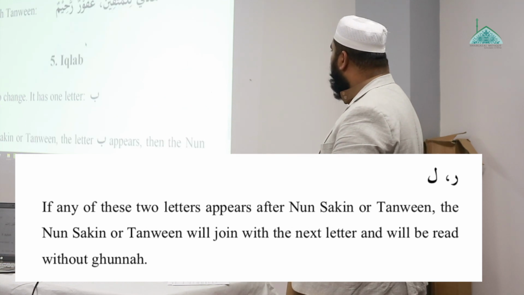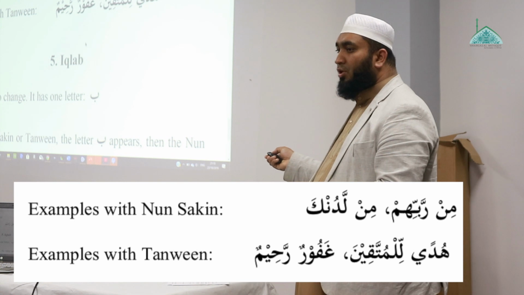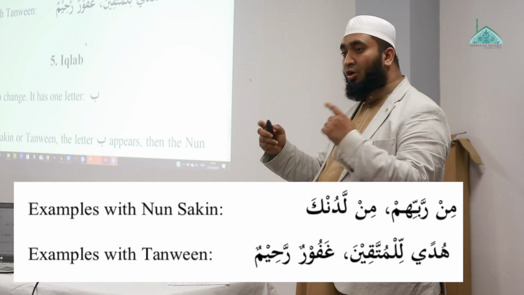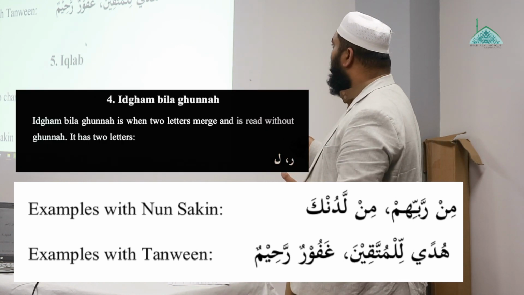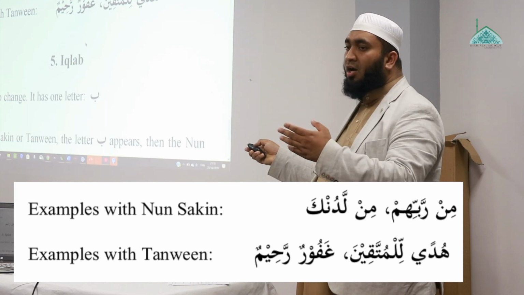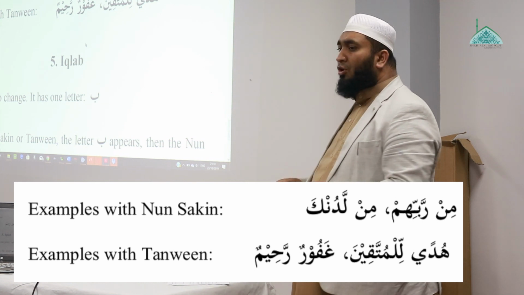So, an example we give: here we can see Mim Nun Zer Min, the Ra has come. If we read clearly, we should say Min Rabbihim. However, because our rule is if Ra or Lam appears after a Nun Sakin, we put this Nun Sakin into the next letter, which is Ra, and make it double. So make the Ra double. So we'll say Mir Rabbihim.